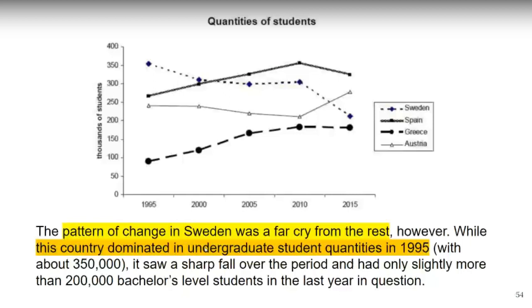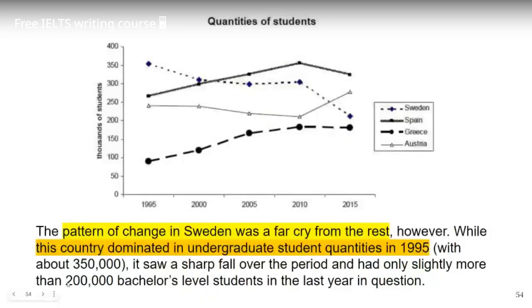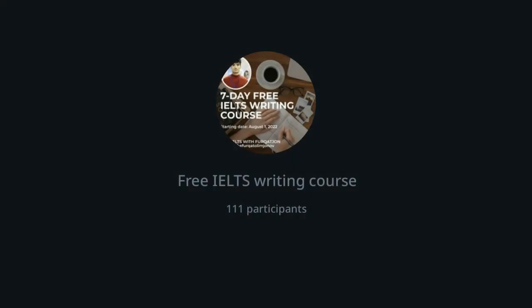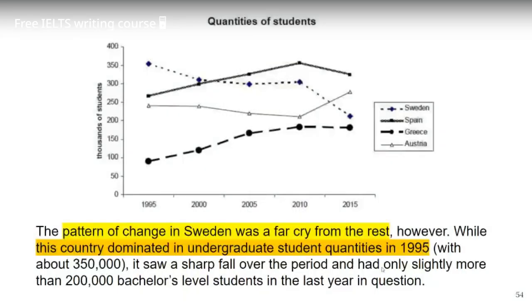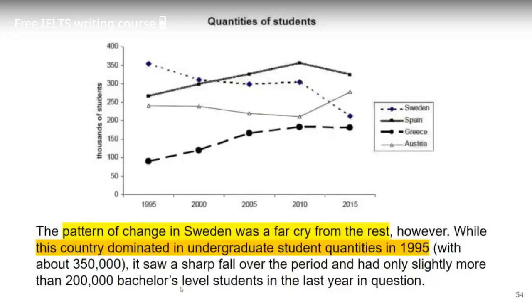However, while this country dominated in undergraduate student quantities in 1995 with about 350,000, it saw a sharp fall over the period and had only slightly more than 200,000 bachelor's level students. So instead of saying undergraduate students, you can say bachelor's level students in the last year in question. All right, so that's how you can write.